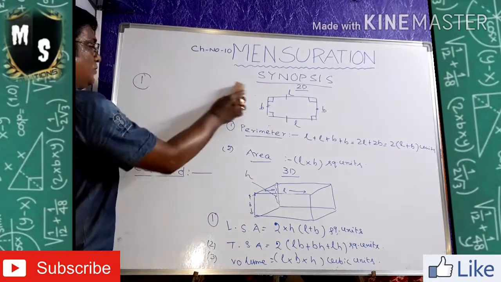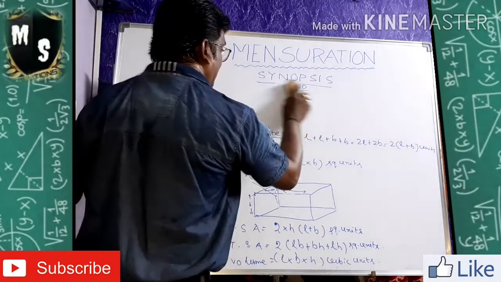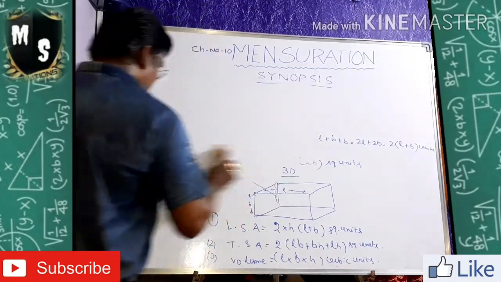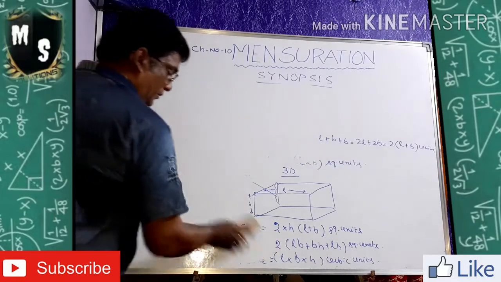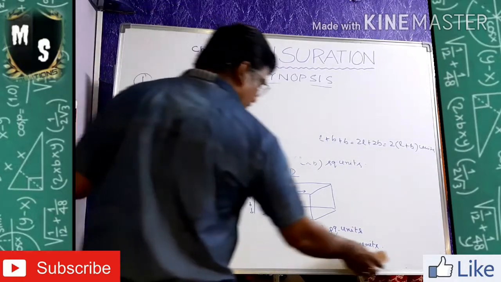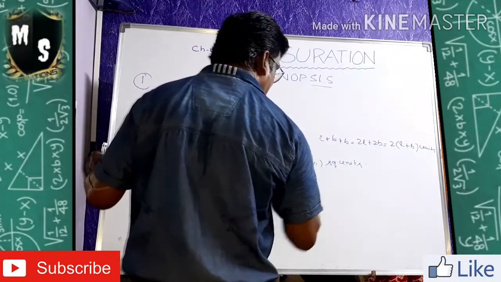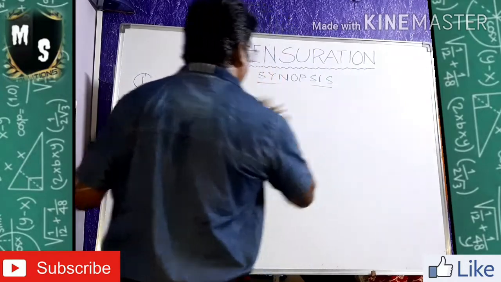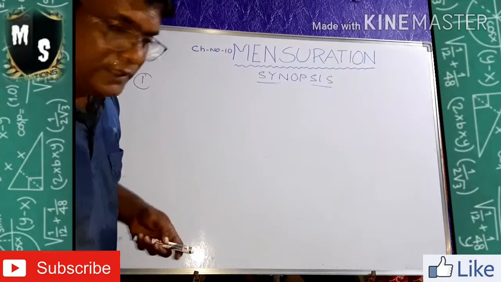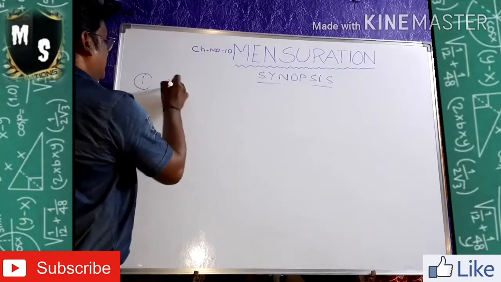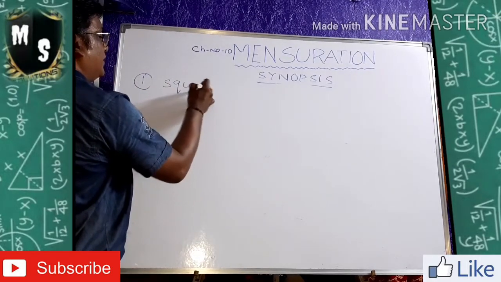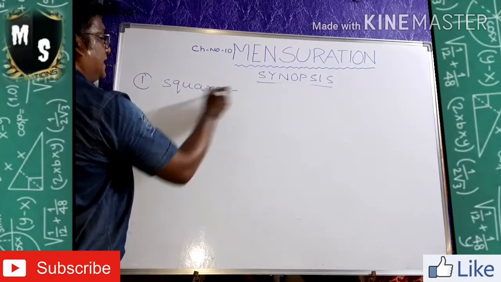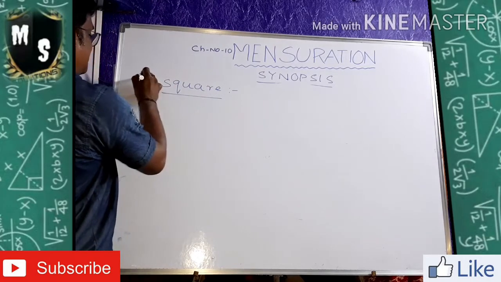Now I am going to introduce another figure for you. See now. What is that other figure? The other figure is called the square. It is called the square. Everybody familiar with this square? For that reason I am saying second. It is the second synopsis for you.